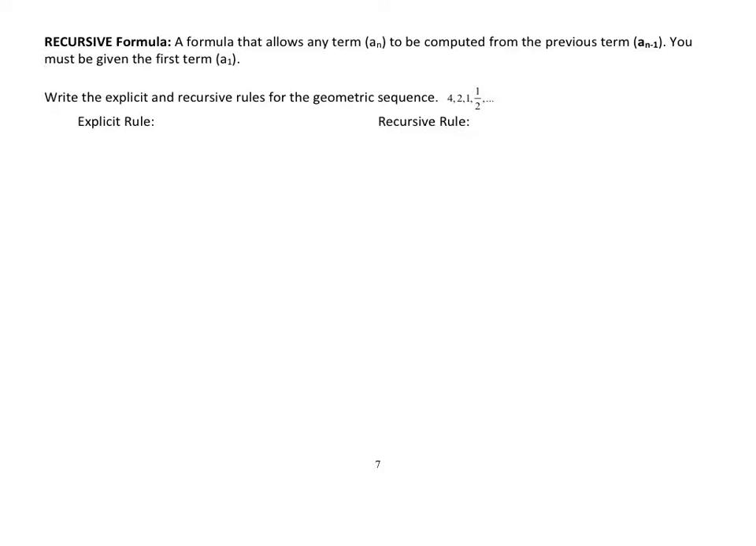Let me start by finding the explicit formula, and remember the general rule is the first term times r to the n minus 1. The first term is 4, and I can see the ratio: I'm multiplying by 1/2 every time, so 4 times 1/2 to the n minus 1. So here is the explicit formula.